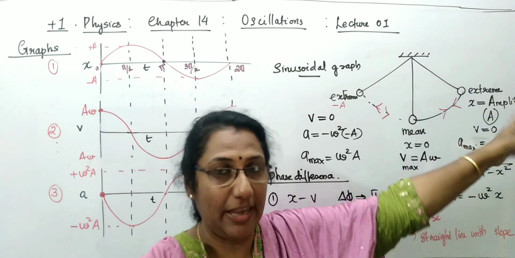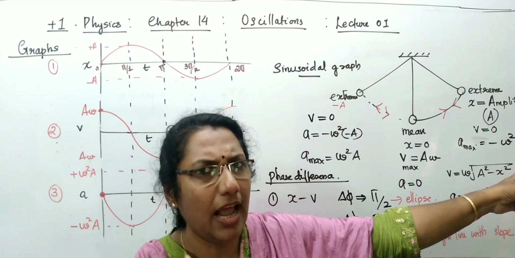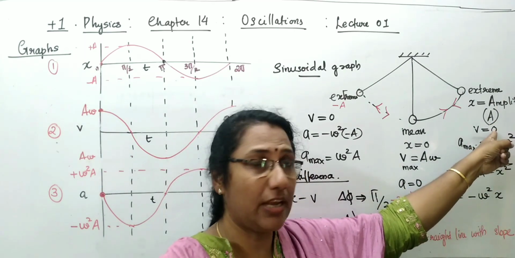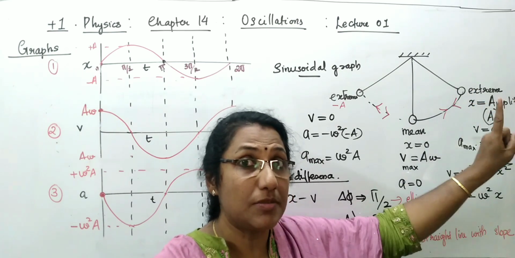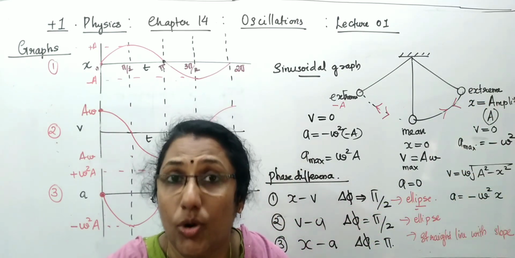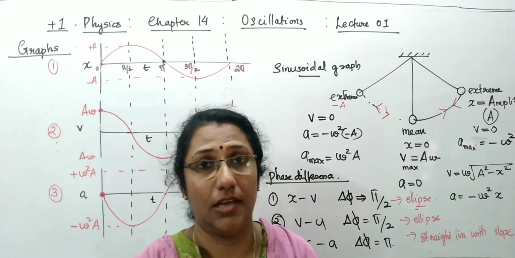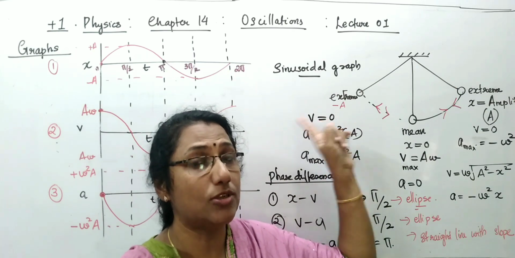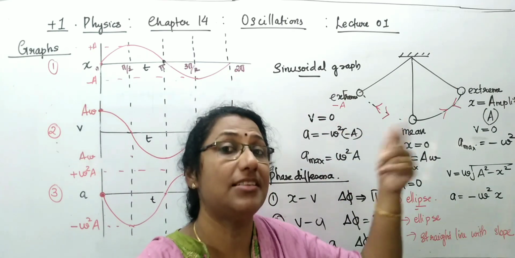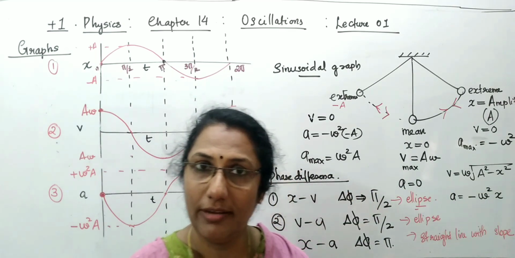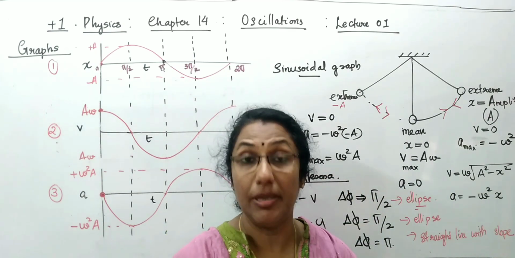Towards right extreme end, x becomes minus a. So what happens? At right extreme end, x becomes minus a, x square becomes a square itself, and velocity becomes omega root of a square minus a square, which is equal to 0. Similarly, at the left extreme end also, x square is a square itself, and velocity becomes 0. So what about the graph starting from the mean position?